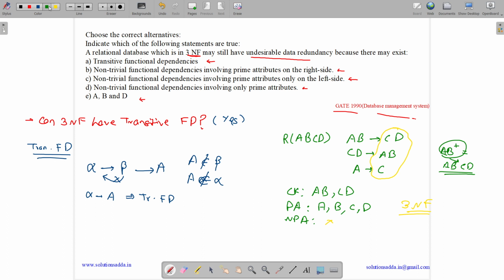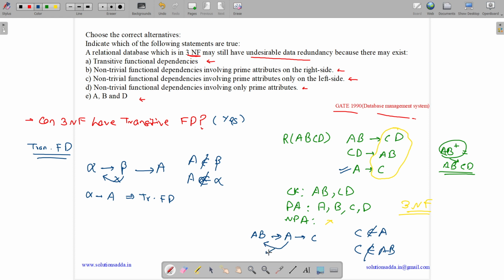Now let us see whether it has transitive functional dependency or not. So see this. We have AB determines A. Yes, AB determines A and it is a trivial functional dependency. Can we have A determines C? Yes, we can have A determines C from this. Now using this, does C belong to A? No, C doesn't belong to A. Now whether C belongs to AB? No, C doesn't belong to AB. And whether A determines AB?